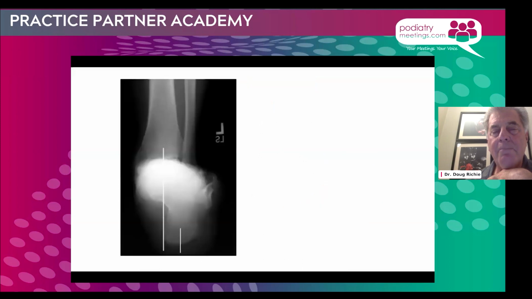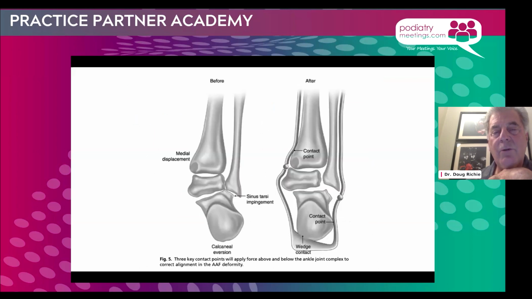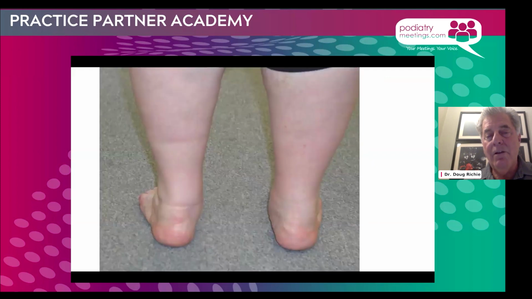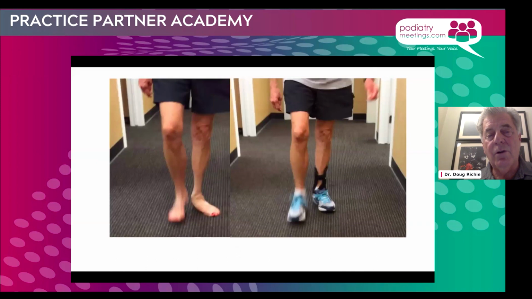We do it by casting the way I showed you, restrain internal rotation of the tibia, control medial displacement of the talus, and abduction of the forefoot. We want to go from here to here with the Ritchie brace, both above and below the ankle joint complex. And it starts with positioning the foot properly during the casting or scanning process. We can take a foot like this and take it to here, or this on the left to here.